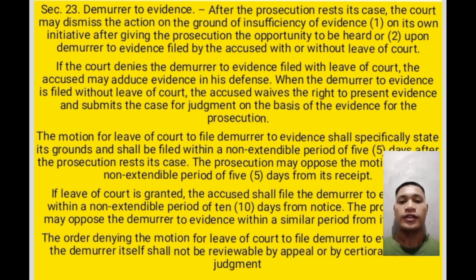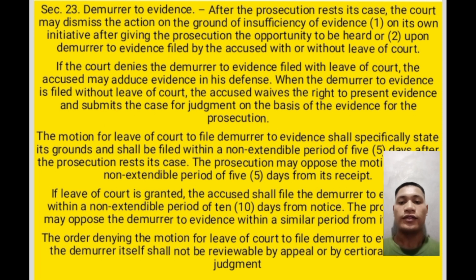The accused can file a demurrer to evidence with or without leave of court. If filed with leave of court, the accused can then present evidence in their defense. If filed without leave of court, the accused waives the right to present evidence and the case is submitted for judgment based on the prosecution's evidence. The motion for leave of court to file a demurrer to evidence must be filed within 5 days after the prosecution rests its case, and the prosecution can oppose within 5 days of receiving the motion.